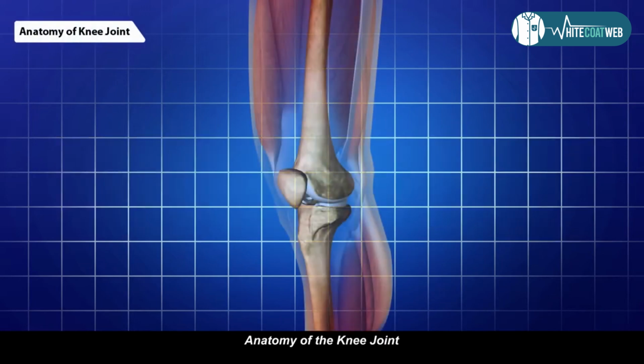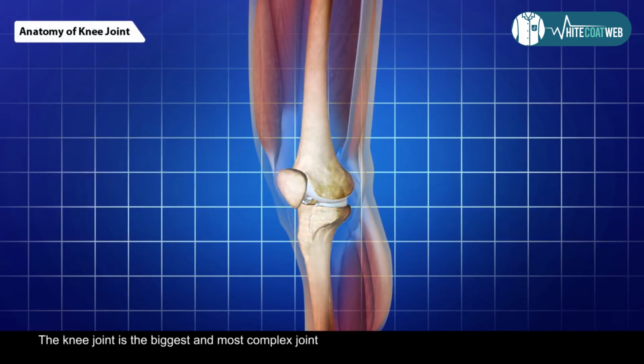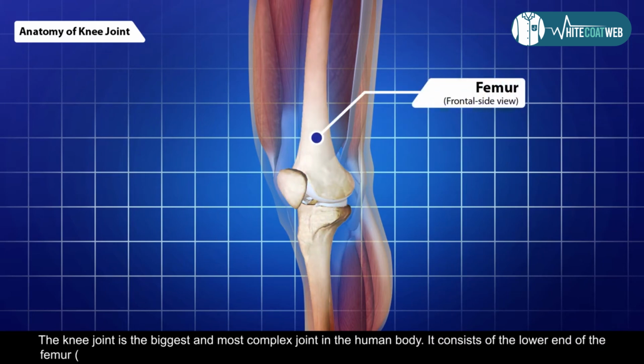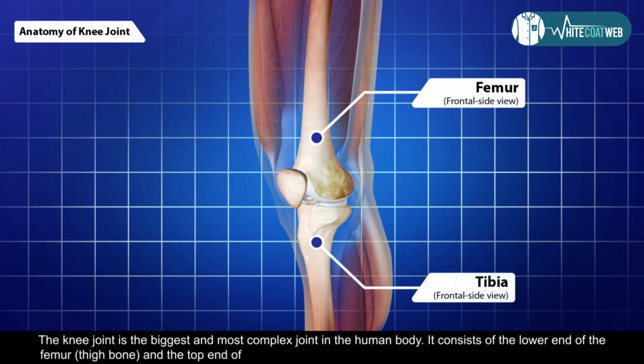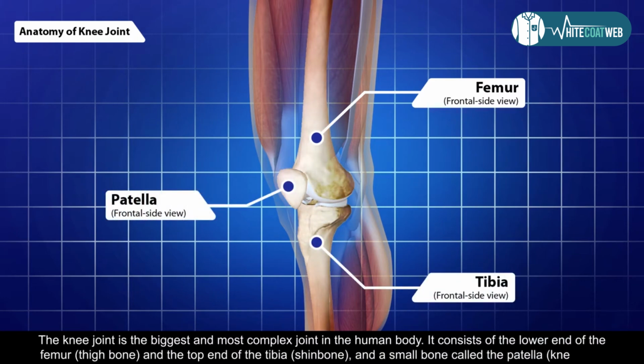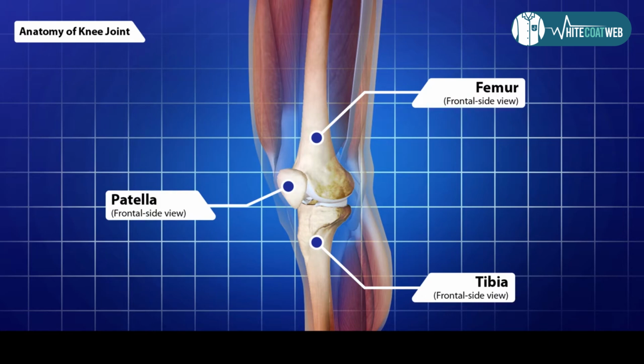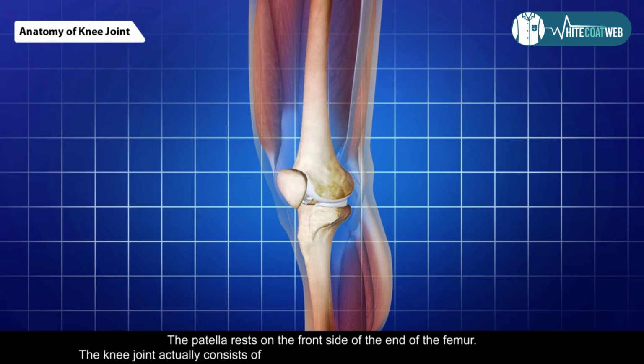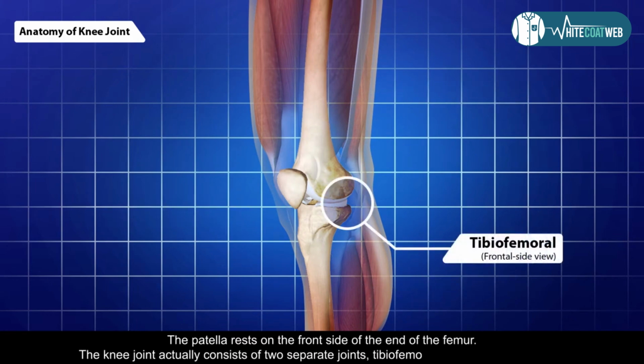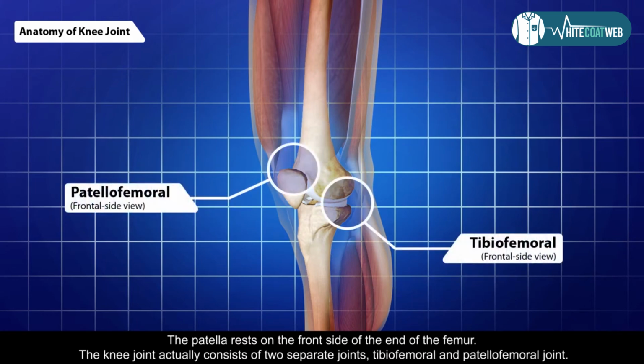Anatomy of the knee joint. The knee joint is the biggest and most complex joint in the human body. It consists of the lower end of the femur, thigh bone, and the top end of the tibia, shin bone, and a small bone called the patella, kneecap. The patella rests on the front side of the end of the femur. The knee joint actually consists of two separate joints, tibiofemoral and patellofemoral joint.